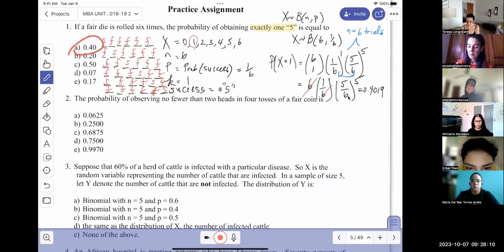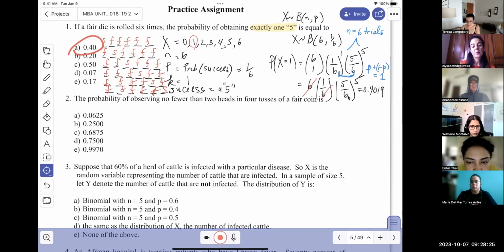So these 2 in here need to sum to 1 because that's P. And that other one is 1 minus P, and they must sum to 1. P is the probability of success. 1 minus P is the probability of failure because they are complementary. Questions?